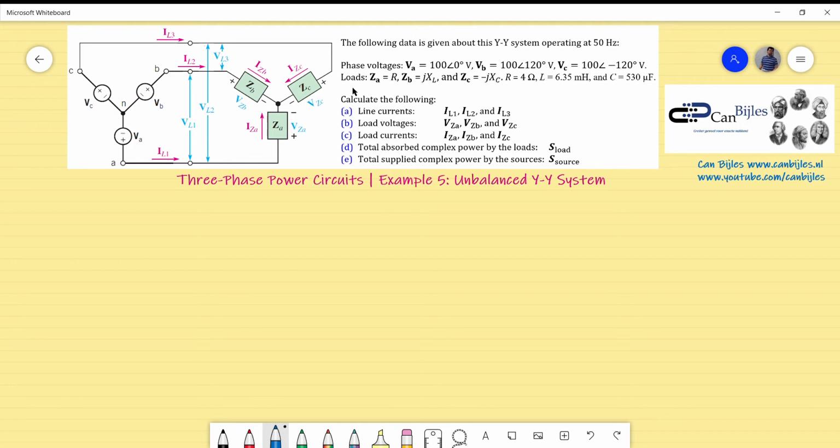In this case, if you look at the values, I will discuss them in more detail shortly. You will see that ZA, ZB, and ZC are not exactly equal to each other. So we have an unbalanced system. So what is actually different from the former examples?